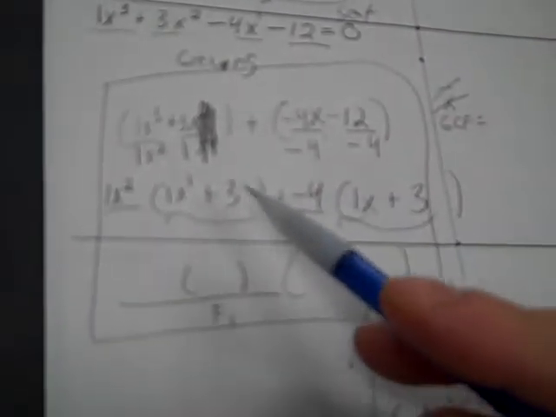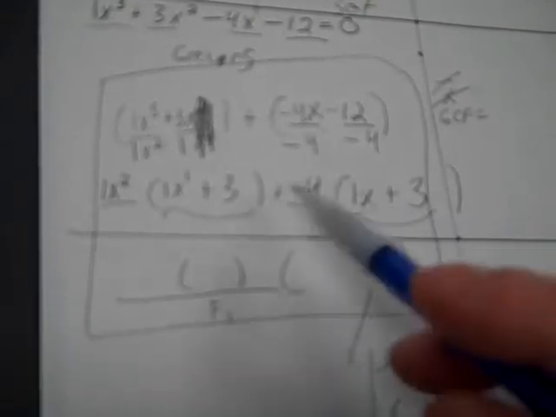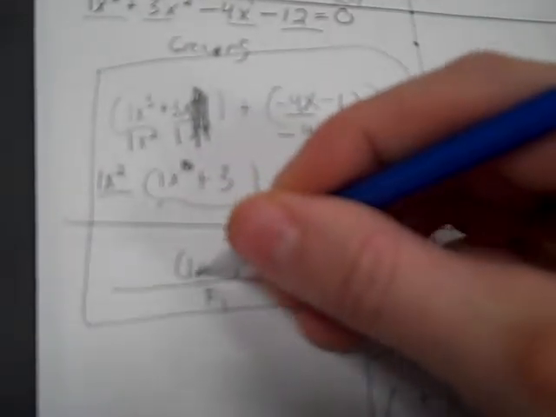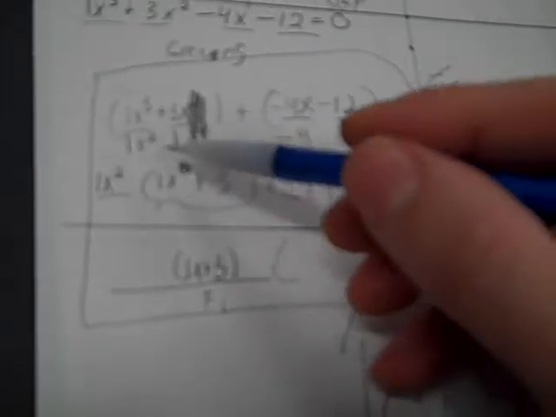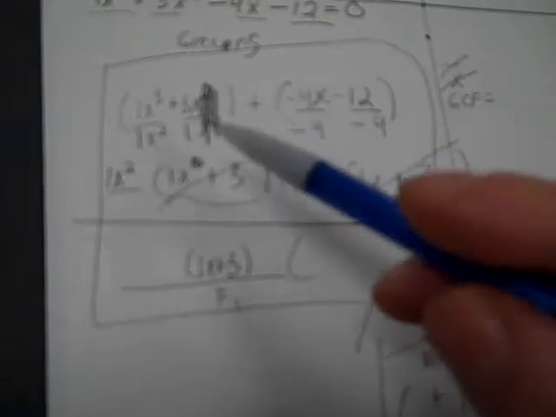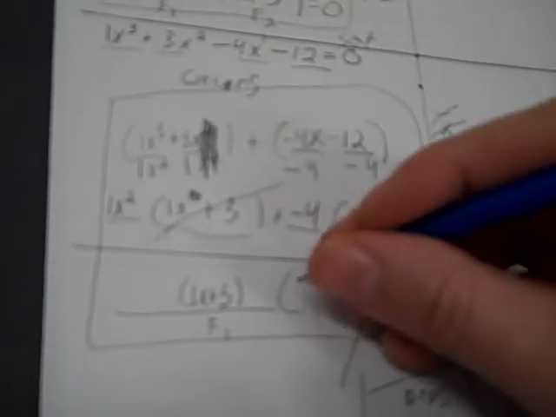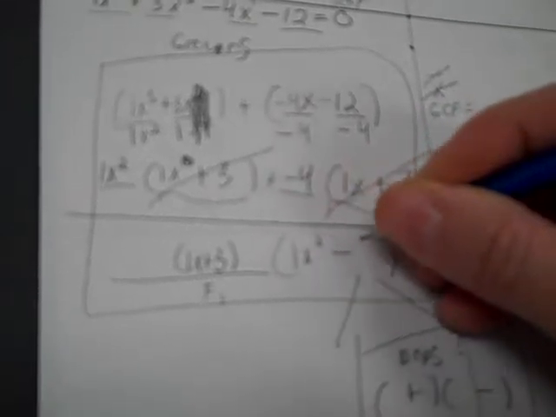Now, look at what we have here. The parentheses have identical expressions inside. 1x plus 3, 1x plus 3. You don't need the first power. So I put 1x plus 3 in that little one. This and this I just put here. And that allows me to cross those off. And then I combine the 1x to the second with the negative 4. So 1x to the second minus 4.